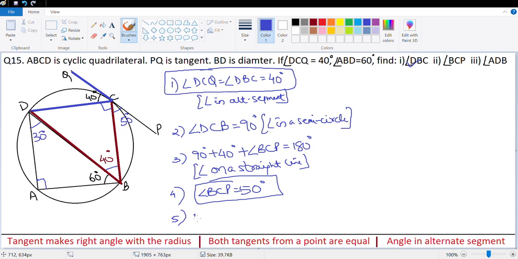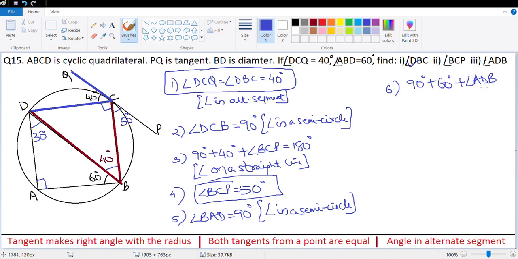Point number 5, angle BAD is equal to 90 degrees. Reason, angle in a semicircle. What this means is 90 degrees plus 60 degrees plus angle ADB is equal to 180 degrees. Therefore, angle ADB is equal to 30 degrees. Done. We figured out all three angles. Let's look at the next question.